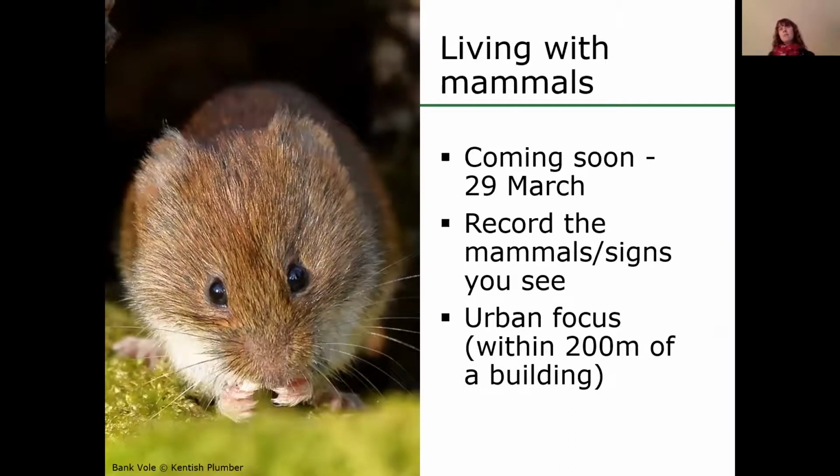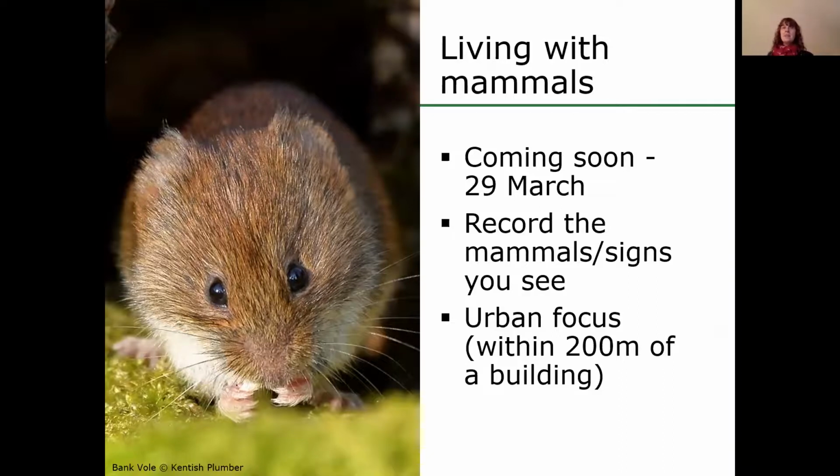There's a survey run by an organisation called PTES, which is called Living with Mammals, which they run periodically. And this is particularly focused on urban mammals. So they're particularly interested in the mammals that people are seeing within 200 metres of a building. So it might be in your garden, or it might be in a local park that's in close proximity to houses and other buildings.